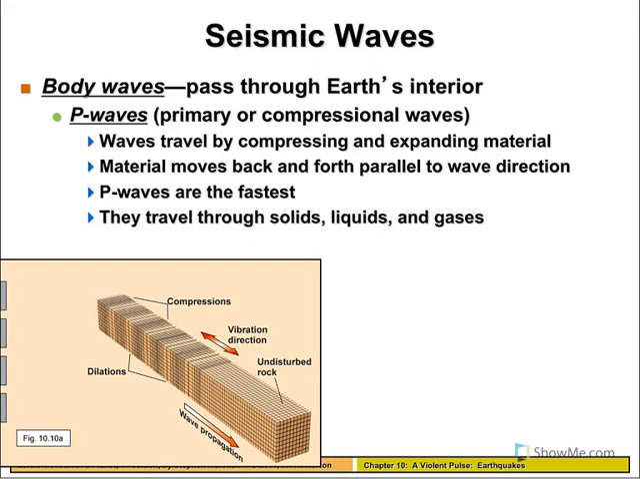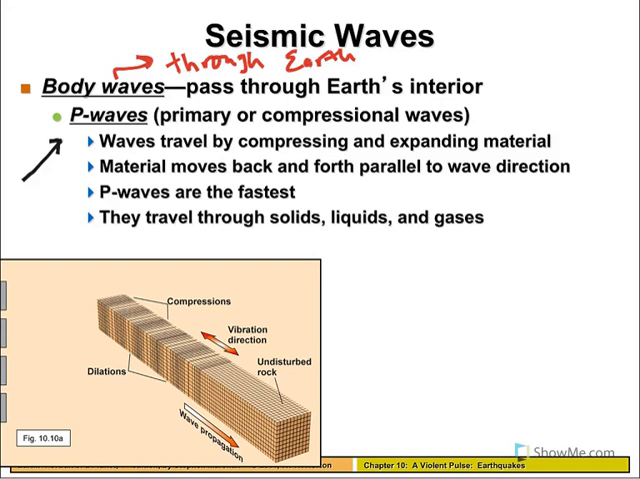We have body waves and surface waves. So we're going to go through each of these 4 waves. We're going to do it in order of speed. So our fastest is our primary wave, the P wave. The P wave is a body wave. So body wave means we travel through the earth. So it's going through the inside of the earth.